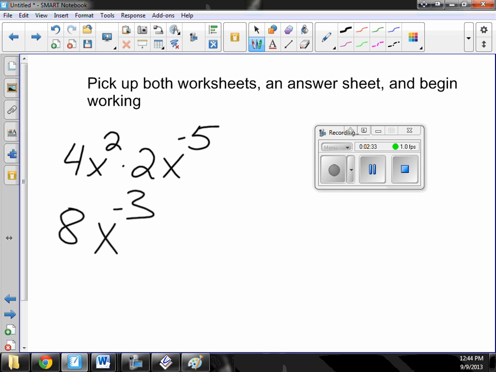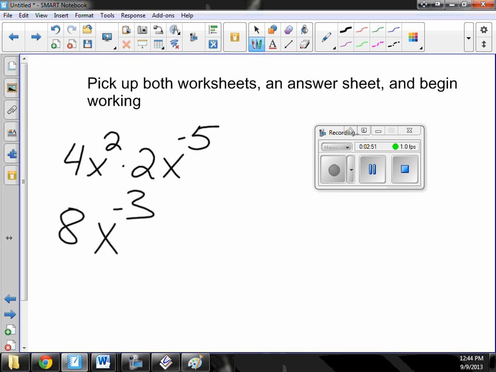Have you ever seen a negative exponent before? I see some head bobbles. I'll ask my wife. Do you know what the car keys are? Okay. I don't know what that means.